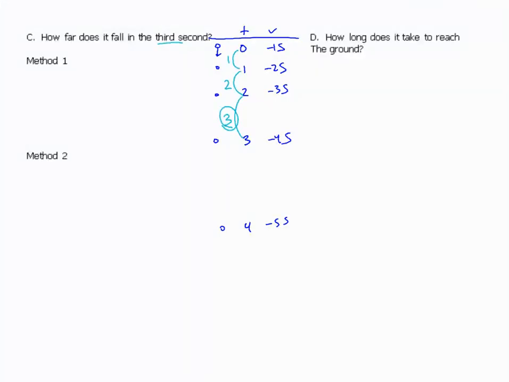Method number 1, we're talking about how far does it fall, distance. And in the 3rd second, this is going to be a time interval of 1 second. From here to here, 1 second. So the formula that relates distance and time.